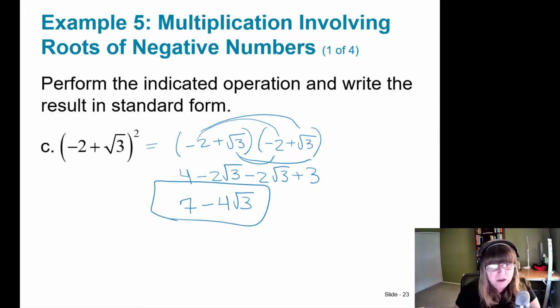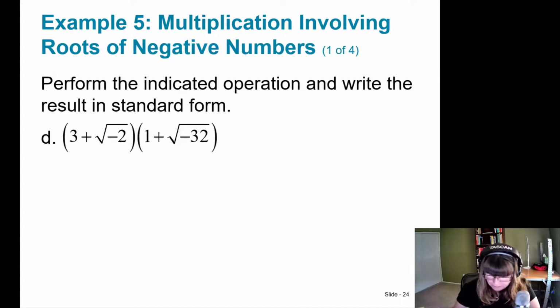No i's involved here. We're kind of growing our skill set. Okay. All right, here we go. Now we have those square roots of negative numbers. We have imaginary parts. First things first, I'm going to rewrite these in terms of i, not the square root of a negative number.